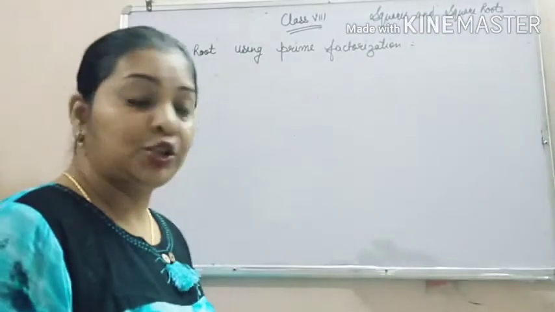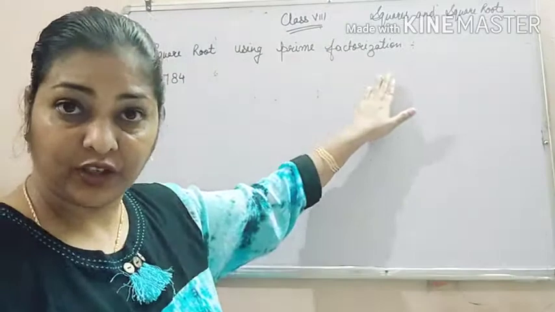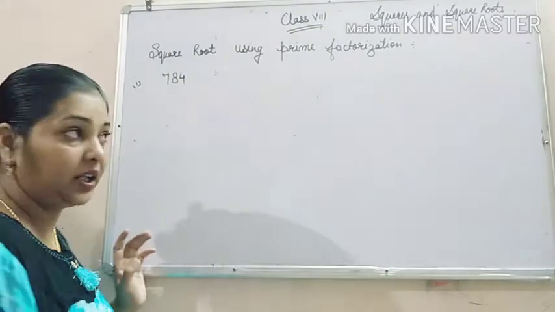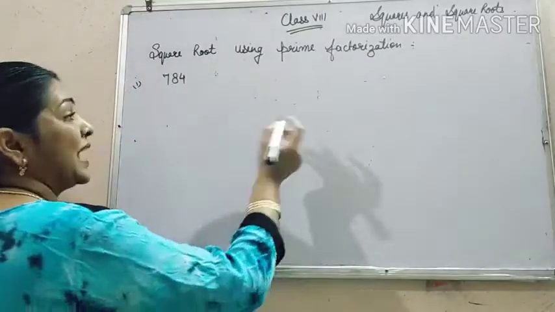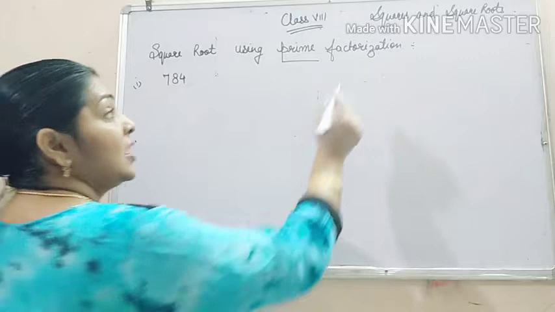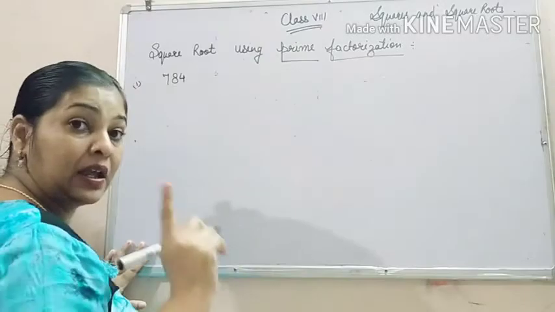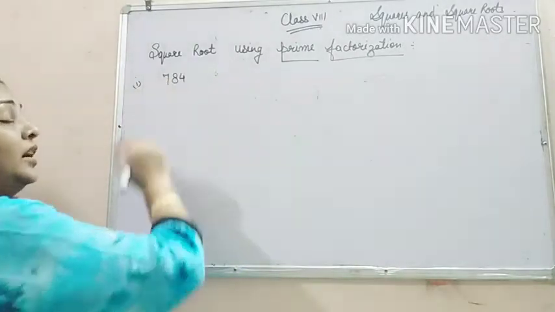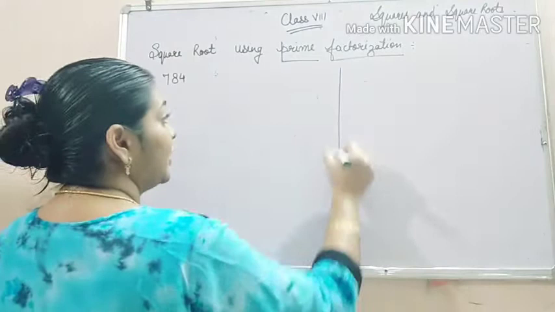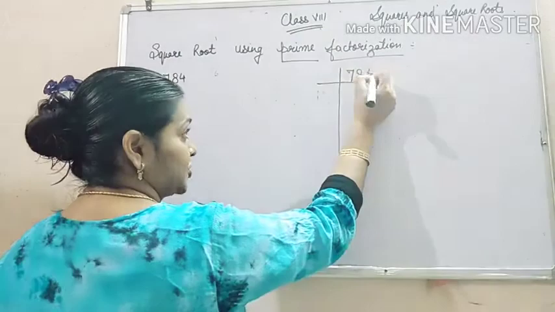Today I will teach you how to find square root using prime factorization. For this I have taken an example, 784. Now, prime factorization. Prime, you know what are prime numbers? Factorization. So we have to take out all the factors of 784 which are prime. You very well know what is the method of prime factorization.